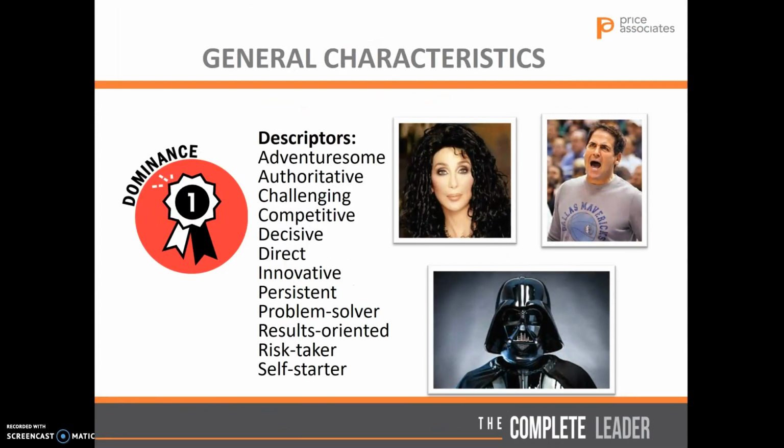So we're going to start off with D for dominance, and here you can see some examples of people that have a high D score. These words on the screen are specifically describing you if your score is 60 or above in the D category. So adventuresome, challenging, competitive, decisive, persistent, problem solver. And there are some really great examples here of people out in the world or fictional characters that really exhibit that high D quality.